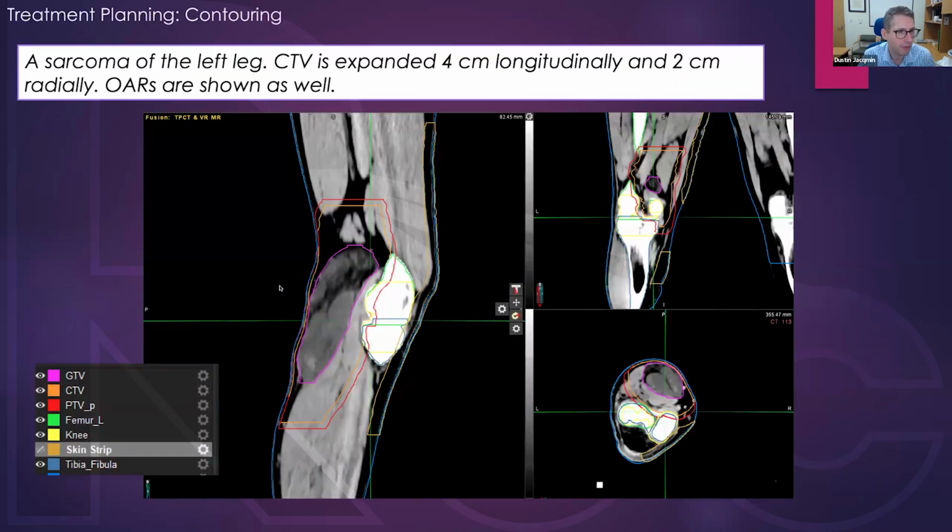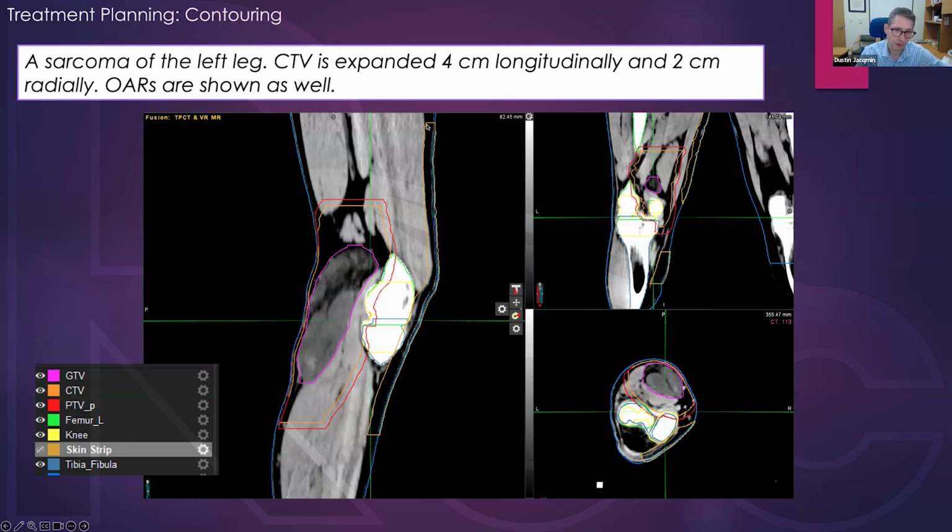Here are some examples of some contours and some targets. So we have a sarcoma of the left leg. We have a CTV expanded 4 centimeters in the longitudinal direction and 2 centimeters radially. You can see that the CTV does not cross into bone, into the joint. And so generally the CTV is allowed to stop at any sort of natural anatomical boundary. So in one case, we have it stopping at the skin. On the other side, we have it stopping on the bone, but elsewhere it is a 2 centimeter expansion.